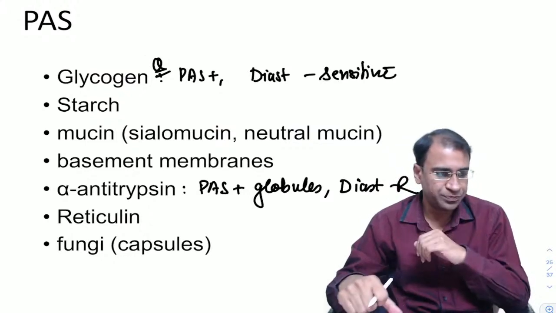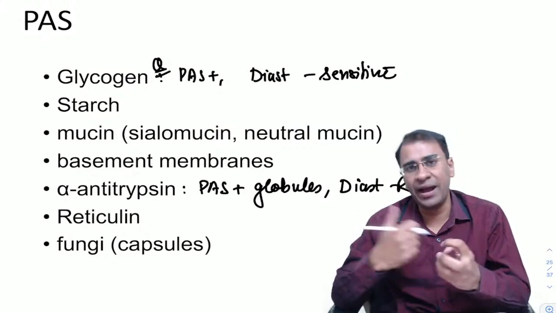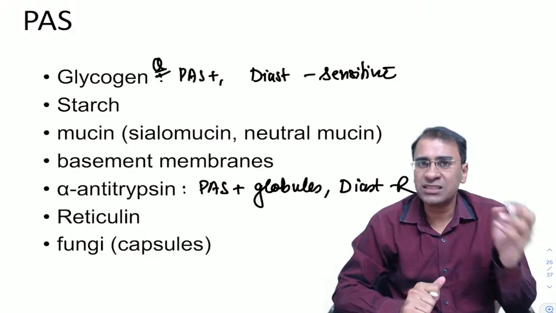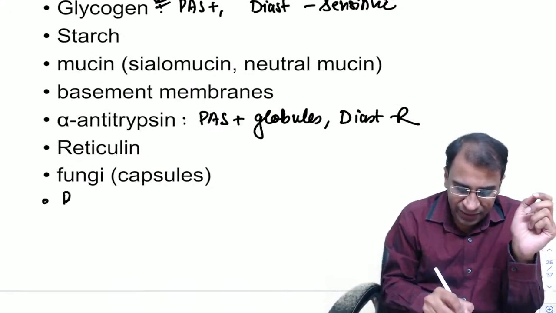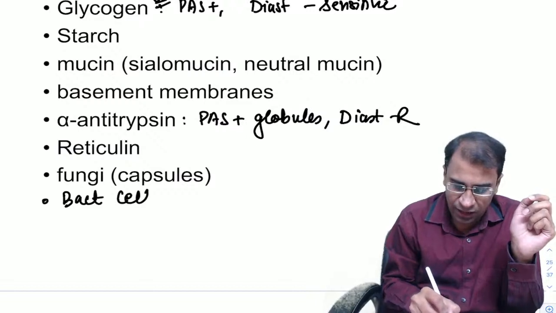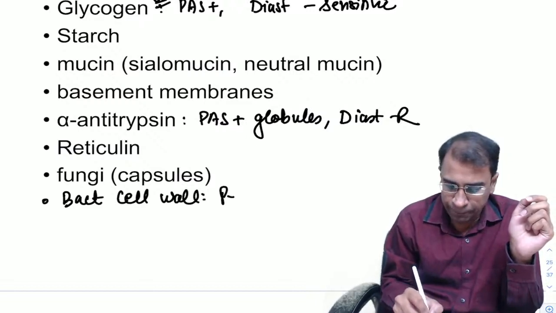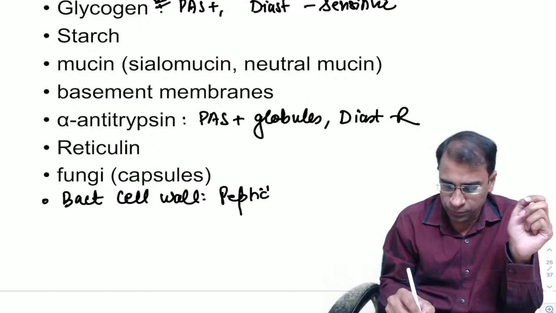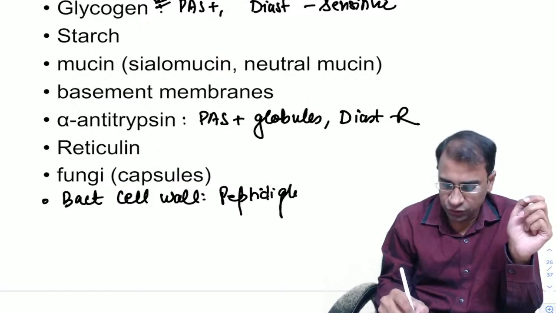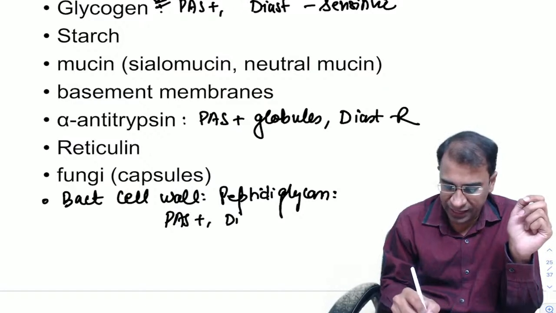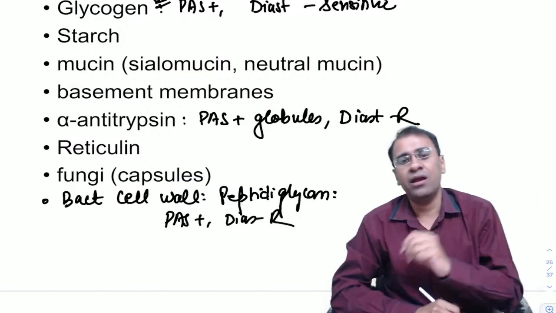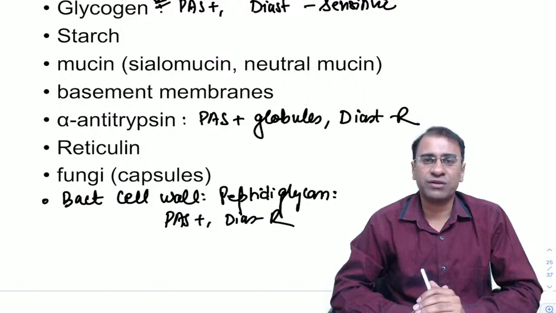Okay. Yes, Whipple's will also show the PAS, and why does Whipple show PAS? Because of the cell wall of the bacteria, remember, we can add here the bacterial cell wall, which contains peptidoglycan. They also stain with PAS, but these are PAS positive and diastase resistant. Very well put forward. It is also positive in Whipple's disease.